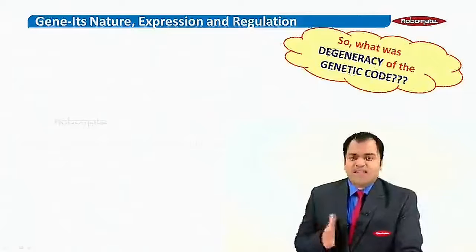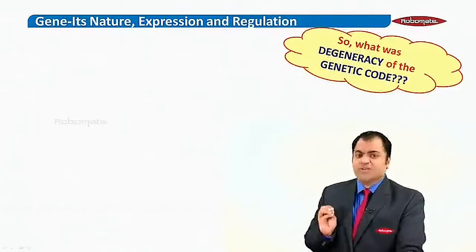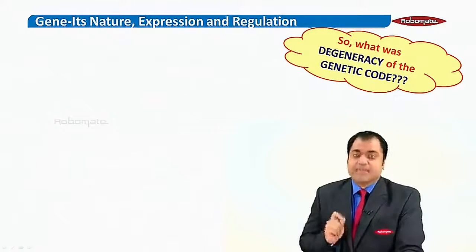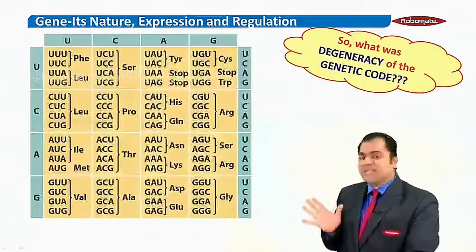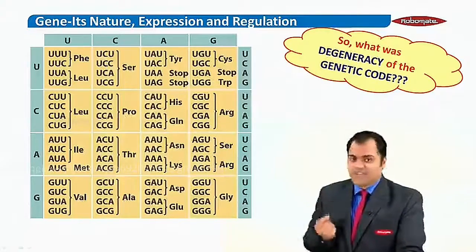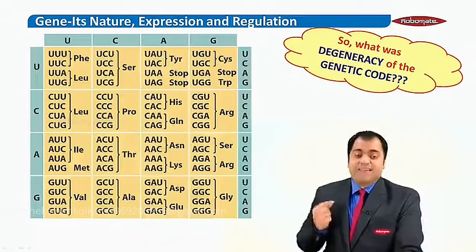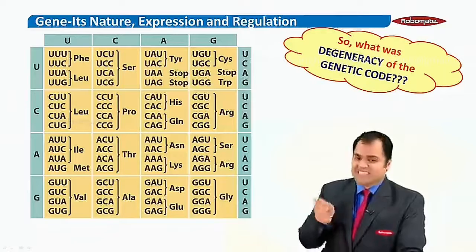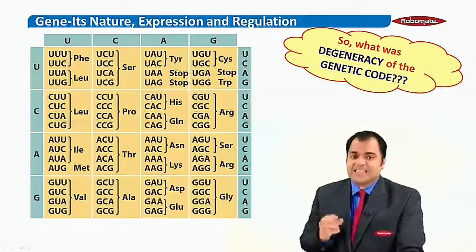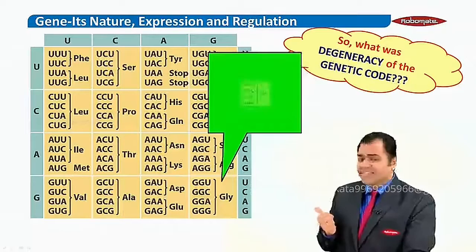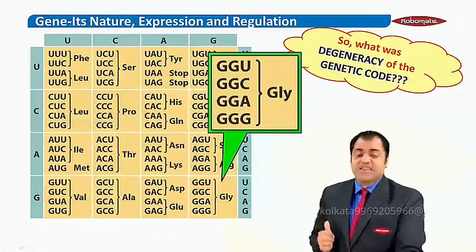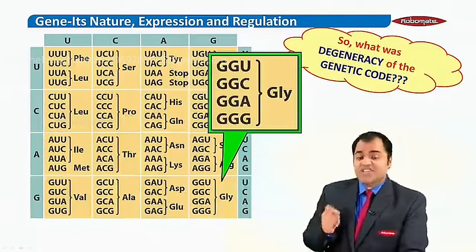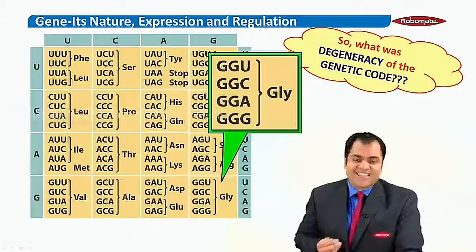Now, what is the degeneracy of the genetic code? I just talked about that in my previous module. Let's understand this part a little again. So what you see here again is the table of the genetic code, right? And by degeneracy, what was said was many codons can code for the same amino acid. Let us see some examples here. Look at this example down here. What you see here is that GGU, GGC, GGA, and GGG all 4 code for glycine.